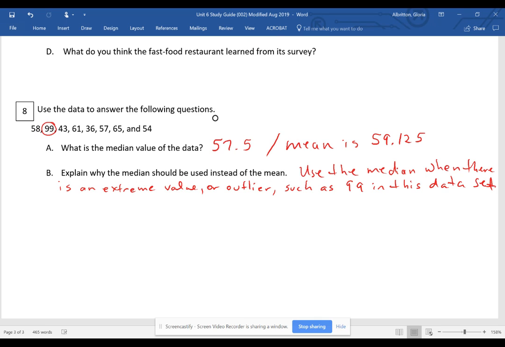But the general thing to remember is that if you're looking for a measure of center to use and you've got an outlier, use the median. That's the best method to go with. So use the median when there is an extreme value or an outlier, such as 99 in this data set. So this is why the median would be better used in this problem.